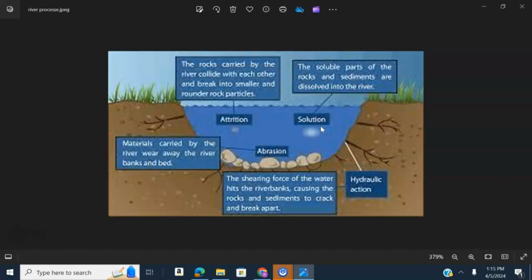So the rocks collide, smoothing and wearing each other out. So what they do is that the rocks, especially boulders, while they're coming downstream, are colliding with each other, and this is causing them to break into smaller pieces. So those are the 4 processes of river erosion.